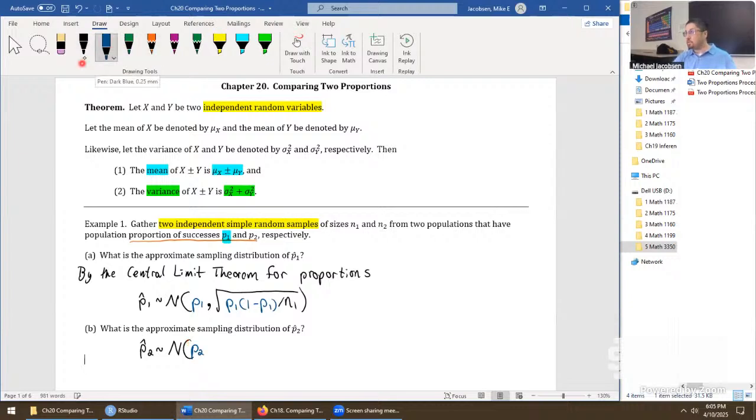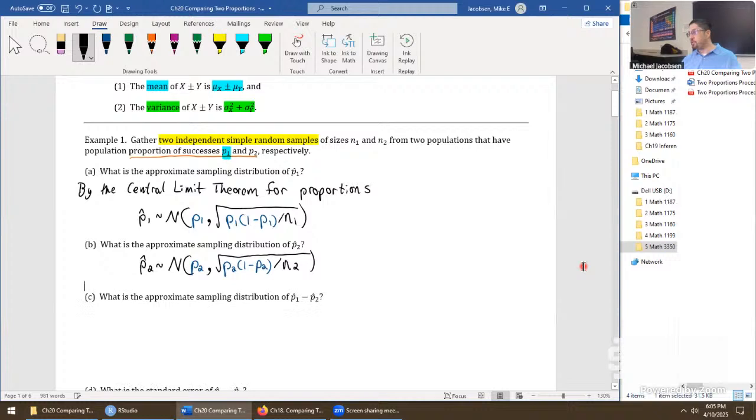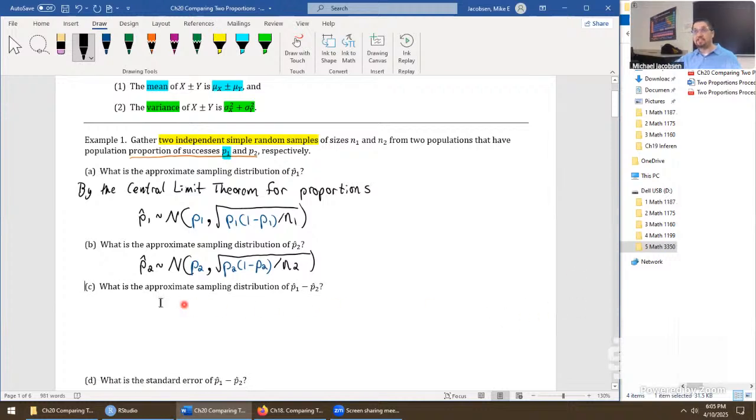Parameter values P2 for the center. And then for the spread of this distribution, we put in P2 times 1 minus P2 divided by N2, since this is the second sample coming from over here. So now we have both of the distributions down. We're going to use these elements, parts 1 and 2 of the above theorem, to get the approximate sampling distribution of P hat 1 minus P hat 2.